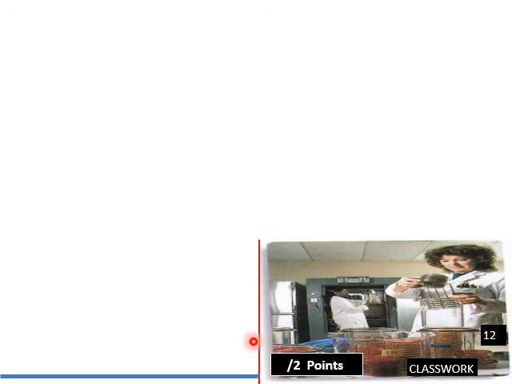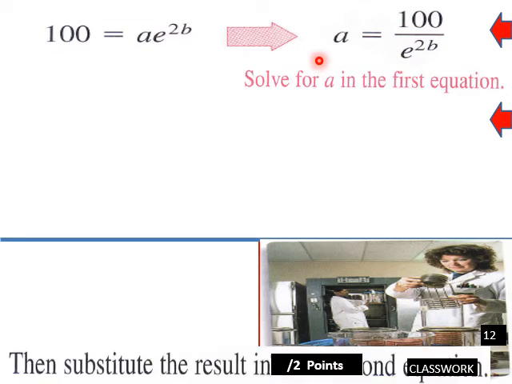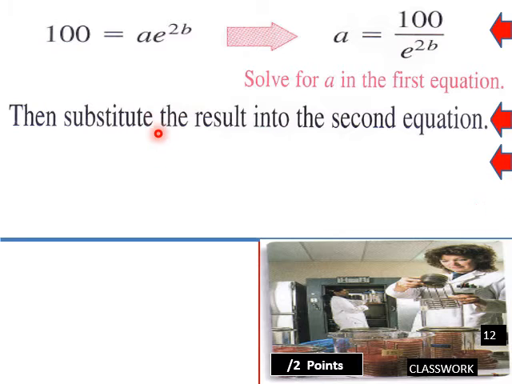So we're going to solve the first exponential equation there. 100 equals ae to the 2b, and when we isolate a here, we get a equals 100 over e to the 2b. So that's a. Then substitute the result into the second. Here's our second, 300 equals ae to the 4b.